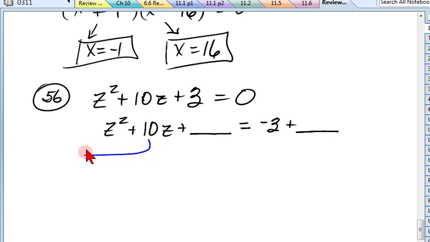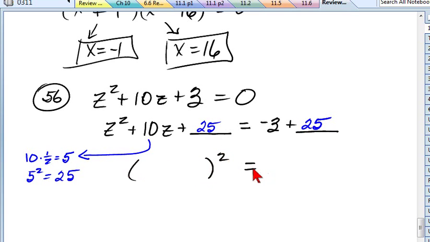Okay, I grab the coefficient of the z term, which is a 10. I take half of it. Half of 10 is 5. I square that for 25. Take half, then square. Add 25 to both sides. On the left-hand side, I have a perfect square trinomial, and how does it factor? (z plus 5), quantity squared, and on the right-hand side, I get 22.